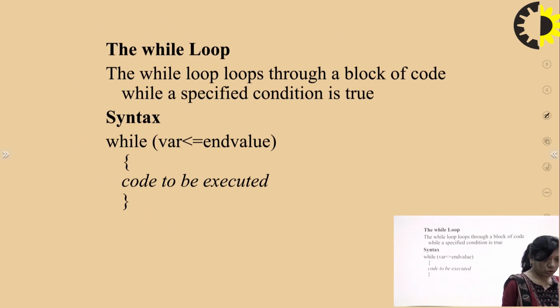Now the while loop. The while loop loops through a block of code while a specified condition is true. So the syntax is while, variable is less than or equal to end value, which will be given by the coder, and in curly braces we will write the code which we are going to execute.